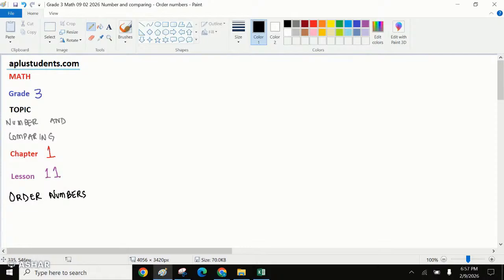So in this case, let's go to the chapter and the lesson. Okay, grade 3, chapter number 1 and lesson number 11, ordering numbers. So when we need to order the numbers, we have two basic scenarios: ascending numbers, and we have descending numbers.